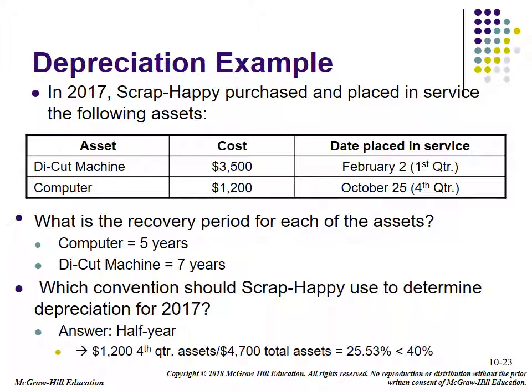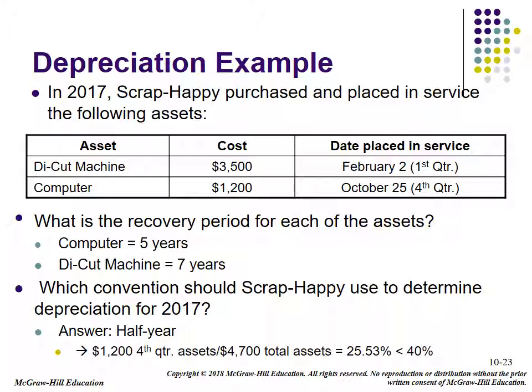Take a look. In 2017, Scrap Happy purchased and placed in service the following assets: a die cut machine for $3,500 in the first quarter, and a computer for $1,200 that they bought in the fourth quarter. The cost recovery for the computer is 5 years. The die cut machine is 7 years. So we have the computer, which we already defined, and the die cut machine is machinery. Which convention, though, should they use?